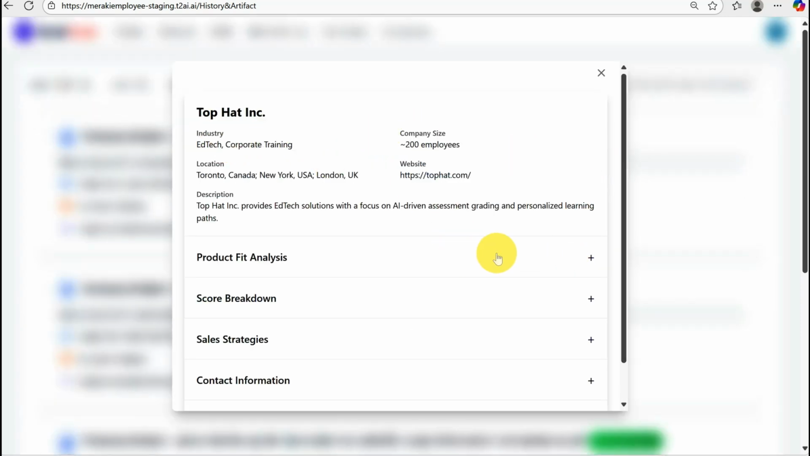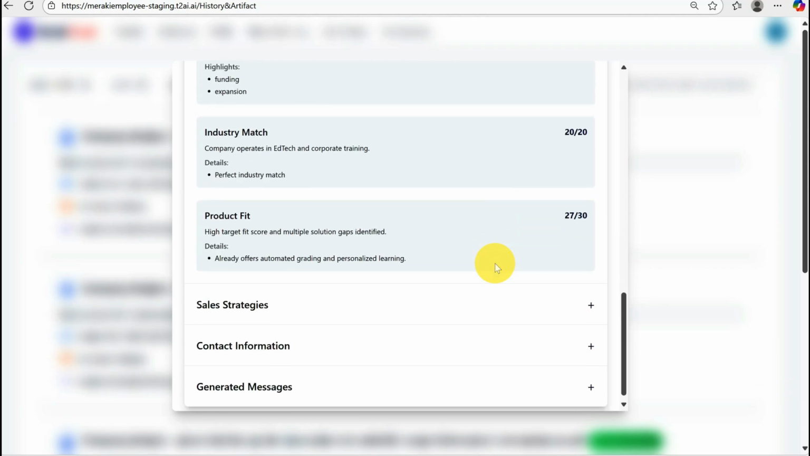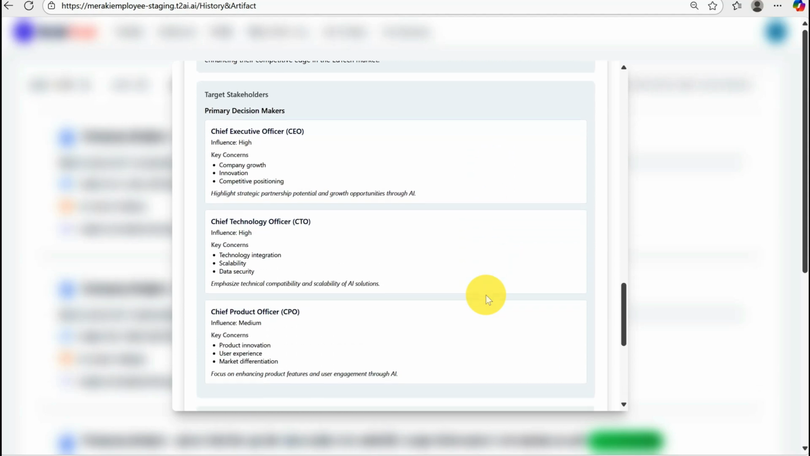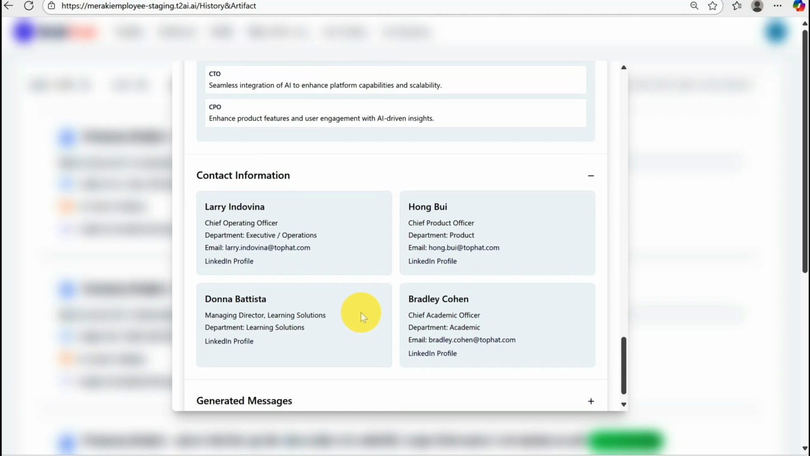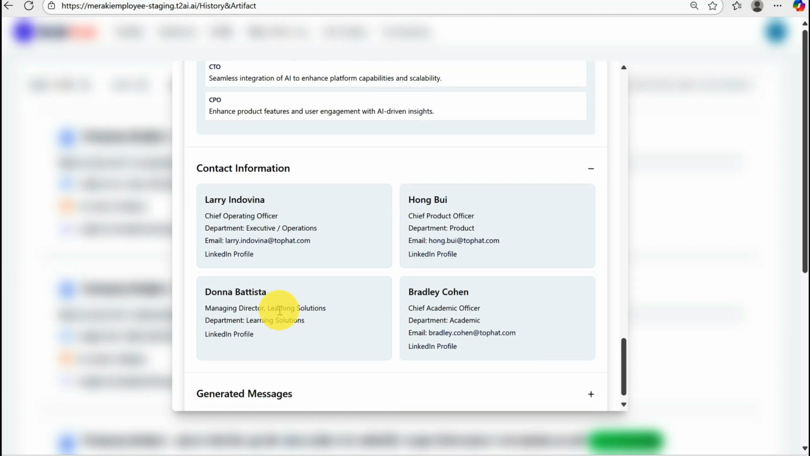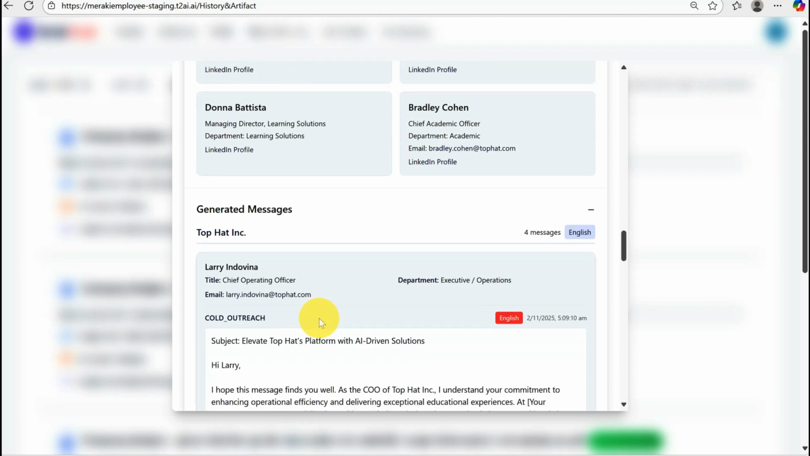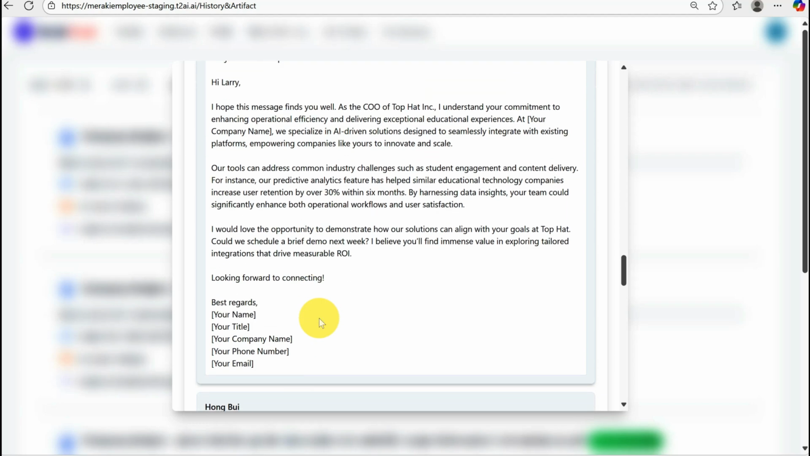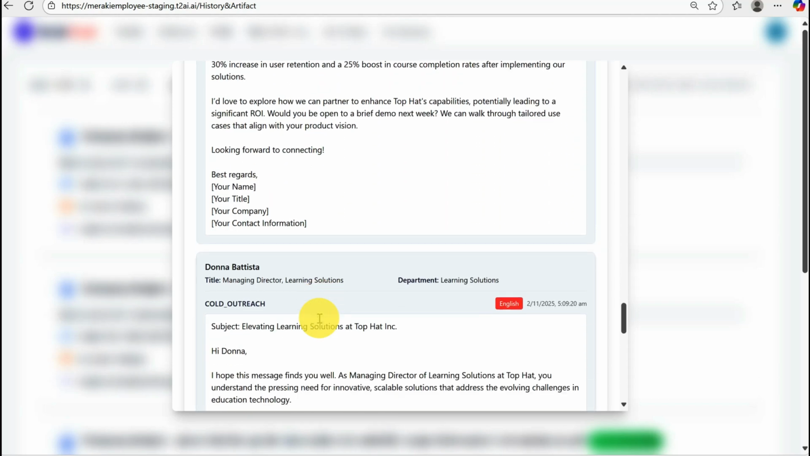that we can get. For Top Hat, what is the product fit analysis? What is the score breakdown of the fit score? What are the sales strategies that we need to adopt? And what is the contact information of the folks, including the email IDs, if at all they are publicly available. And then there are the generated messages, which are absolutely contextualized according to who the person is, what their needs are, and how our product can actually help them.